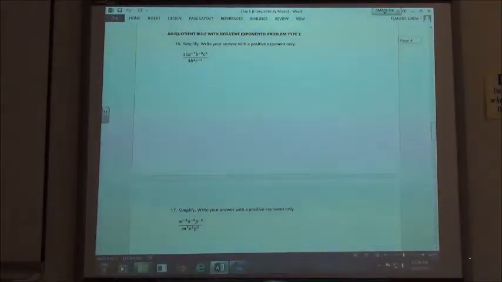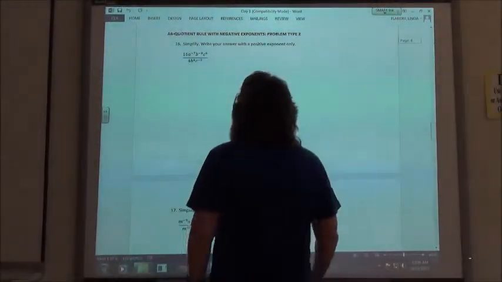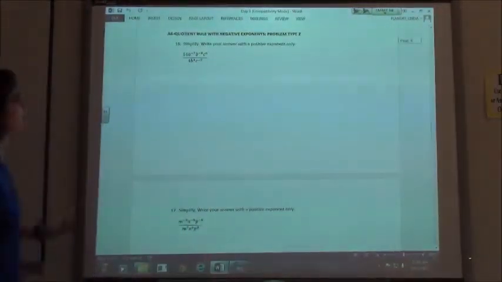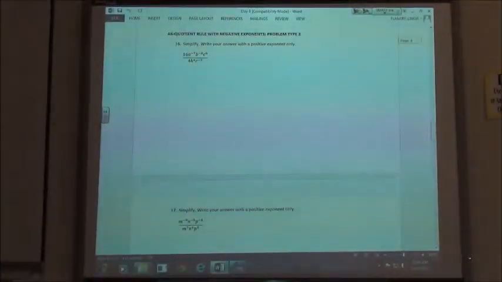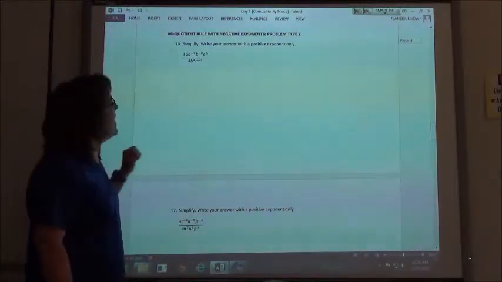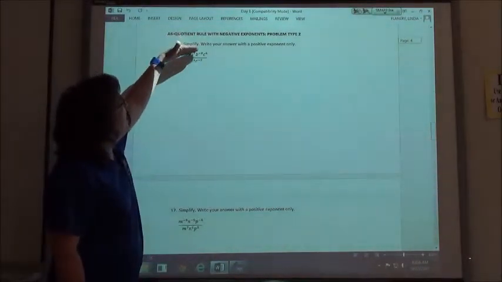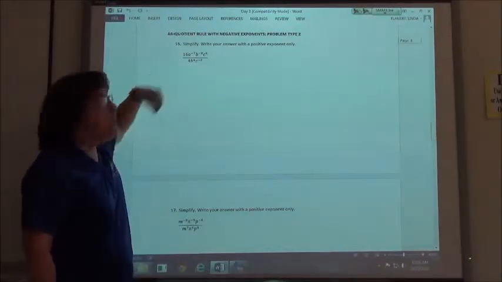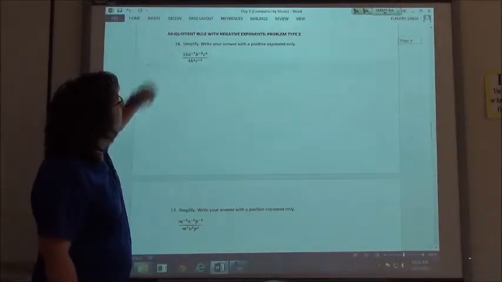16, 17, 18 is doing the quotient rule with negative exponents. My quotient rule really says if I'm dividing, I can subtract my exponents. But what I like to do is get rid of the negative exponents by, if it's negative and it's on the top, move it to the bottom. If it's on the bottom, move it to the top.